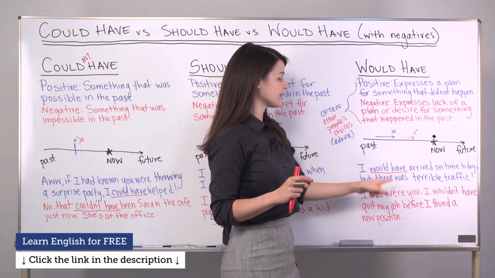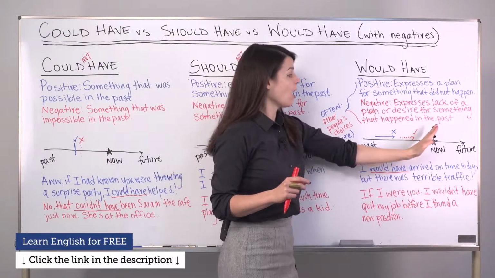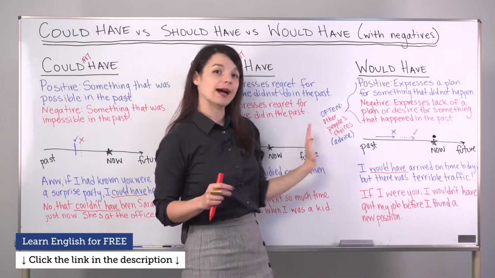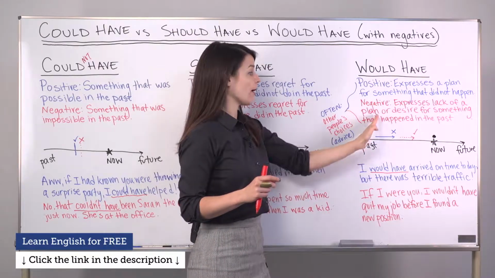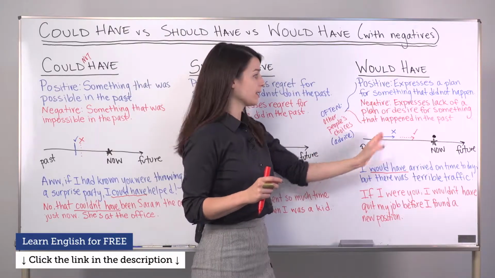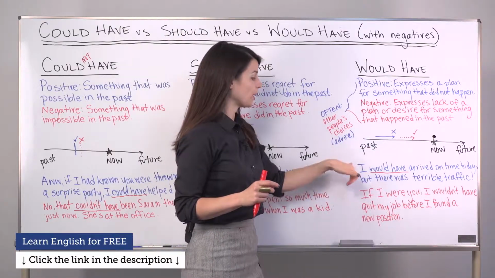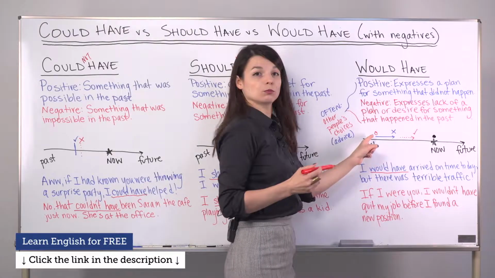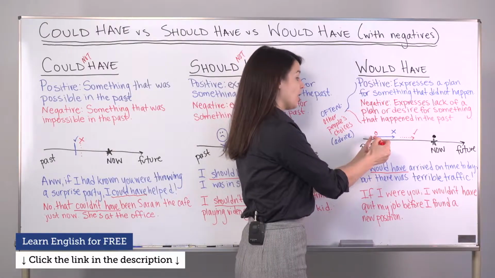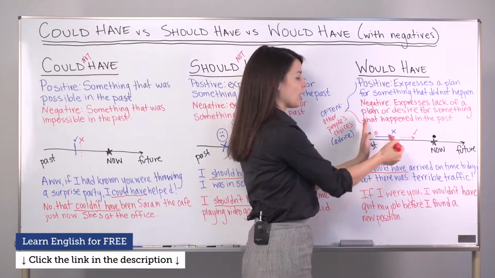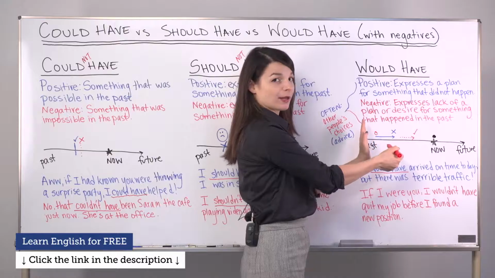So this would have shows us all of this information, everything here happened in the past, like on a timeline. So I thought I was going to arrive on time, something happened and I didn't. So we can use would have to show our thinking at this point in the past about a future action that is also in the past. So a couple of past points there at the same time.